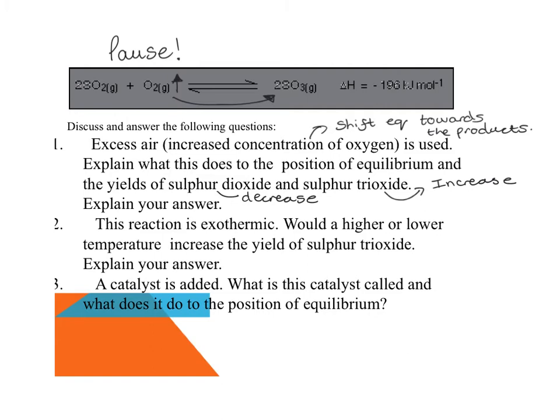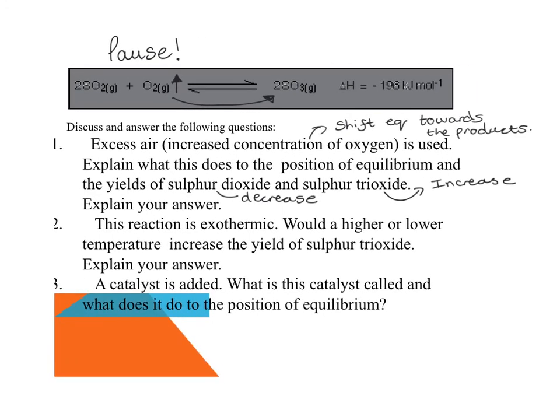Okay, the reaction is exothermic. Would a higher or lower temperature increase the yield of sulfur trioxide? Explain your answer. So, because it is exothermic, it favours a lower temperature. Okay, it favours a lower temperature because with a higher temperature, it will shift the equilibrium towards the reactants, which we don't want. Okay, so actually exothermic reactions like this to go towards the products favour a lower temperature.